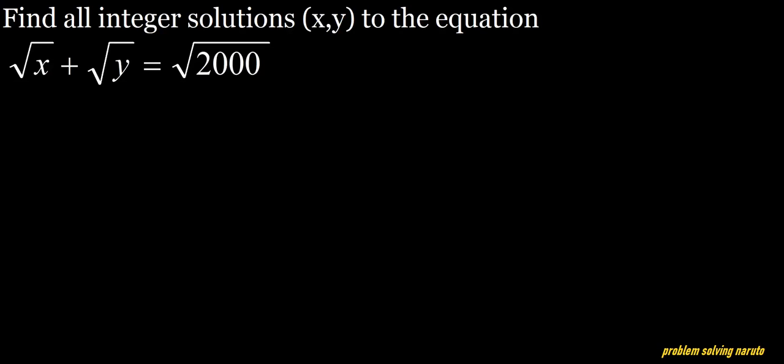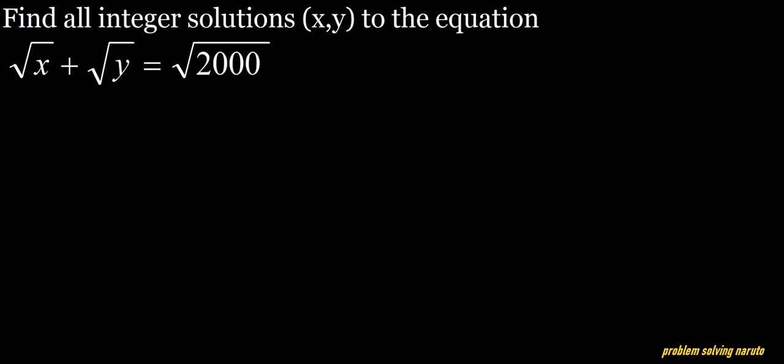Hello, problem solvers. So this is a Diophantine equation. We want to find all integer solutions to the equation square root x plus square root y equals square root 2000. It looks quite friendly, and it is. Please try.